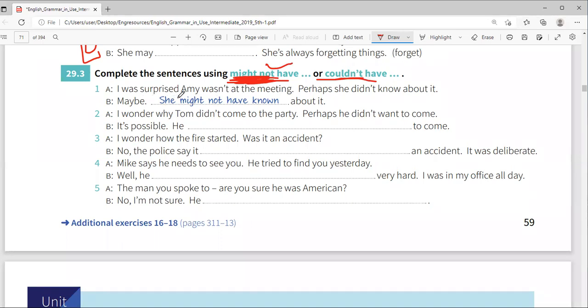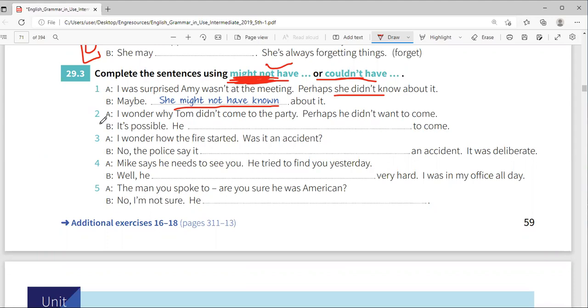I was surprised Ami wasn't at the meeting. Perhaps she didn't know about it. So you see, perhaps she didn't know. So it's going to be maybe she might not have known. She might not have known about it. Okay. Let me look for another one.